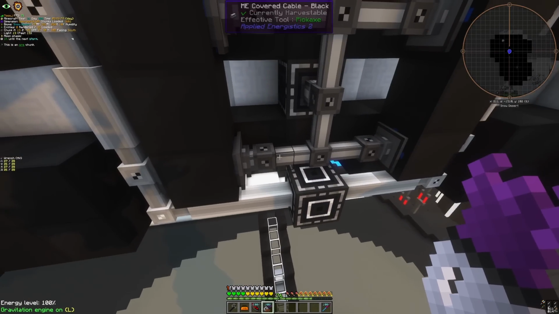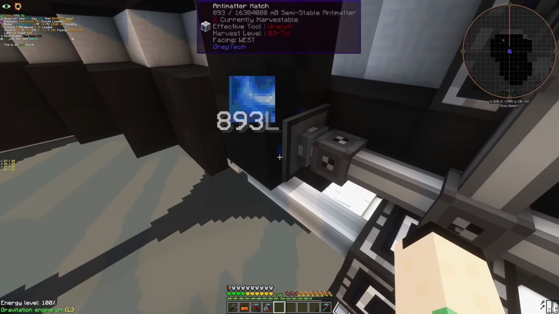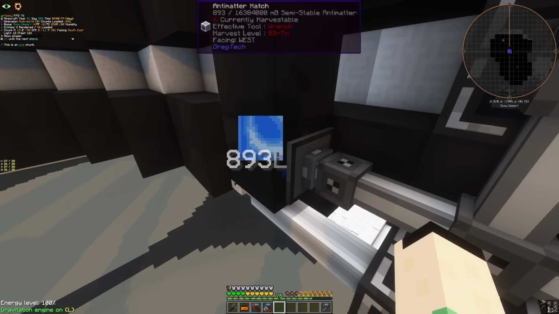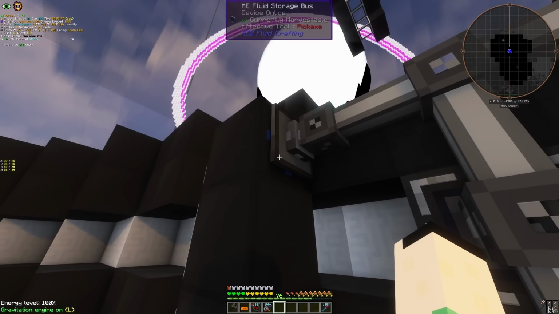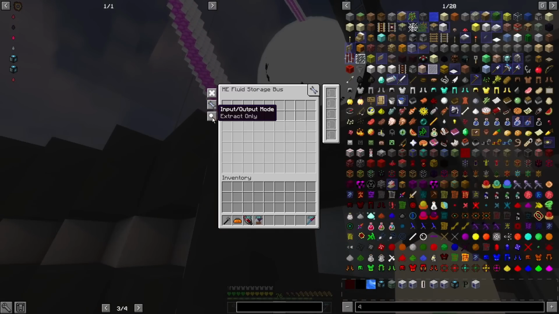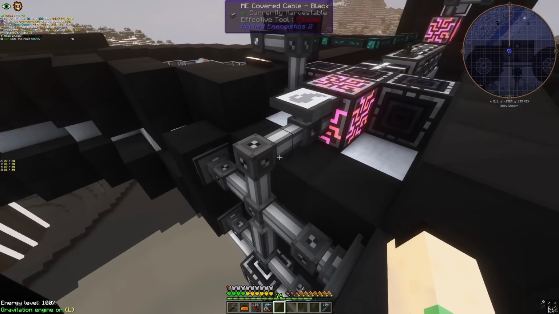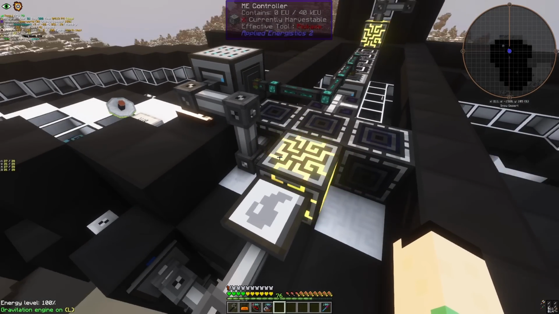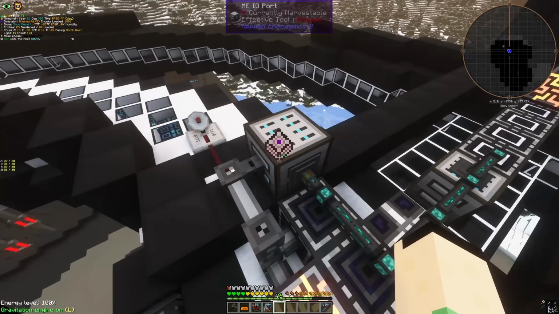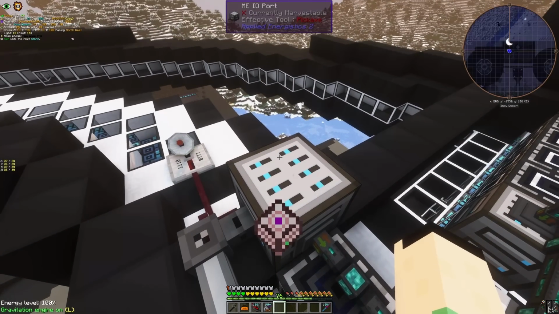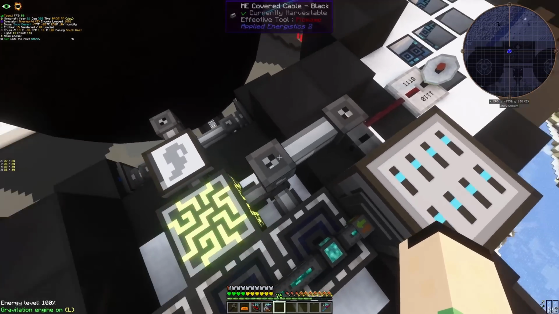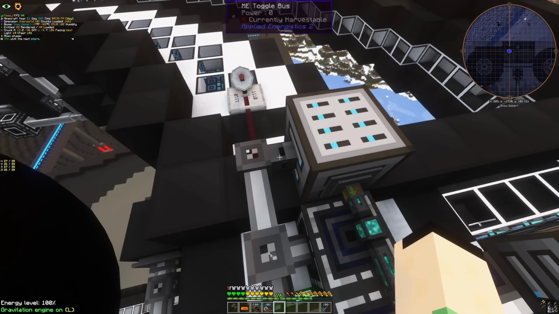So they all are going to face this black network. And on this black network, touching the front face of all of these hatches, there is a fluid storage bus set to extract only. And there's 16 of them around the entire structure, and they all come together into this one black subnet, where I also have an ME IO port. And this ME IO port is slightly separated from the subnet with the use of this toggle bus.